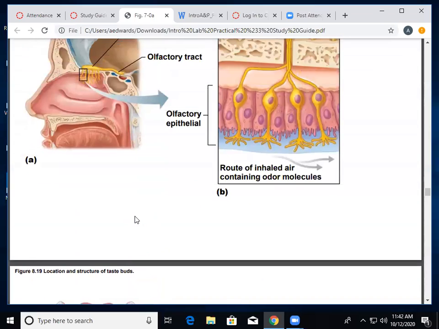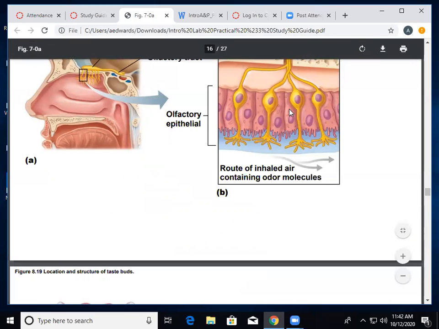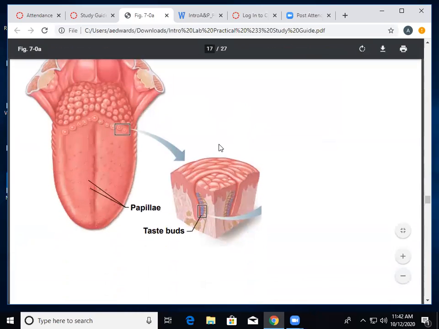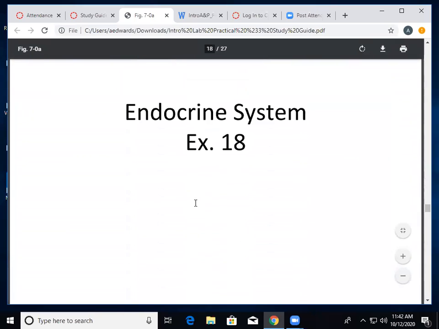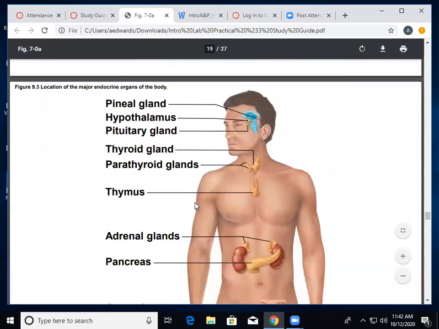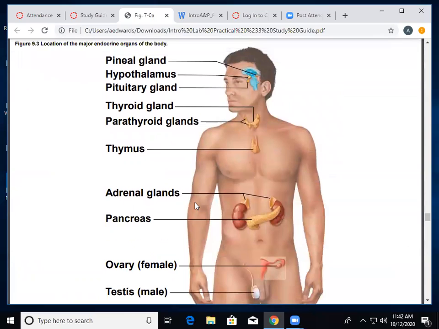But that is special senses. Again, just making sure you understand where the olfactory tract and olfactory bulb are, receptor cells and olfactory epithelial cells, your papillae, and your taste buds. Okay? So we are going to conclude with discussion of the endocrine system.